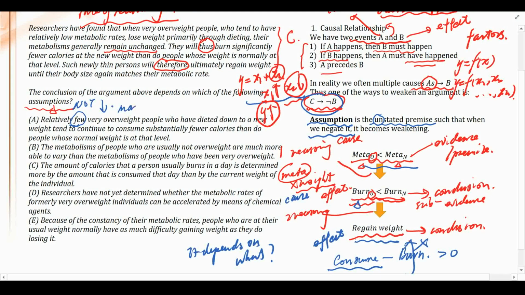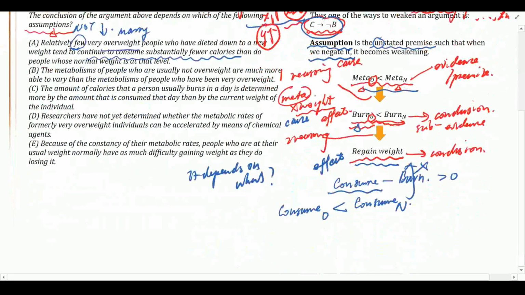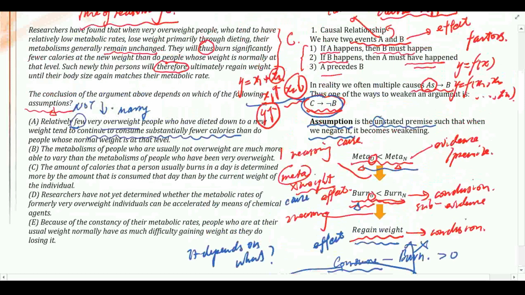After negation, it actually means what? Many overweight people will continue to consume substantially fewer calories than do normal people. That's exactly the weakening I just talked about. Agree? So that is why A, after negation, becomes weakening. So the original choice, A itself, is the assumption by definition. So this one, we choose A.